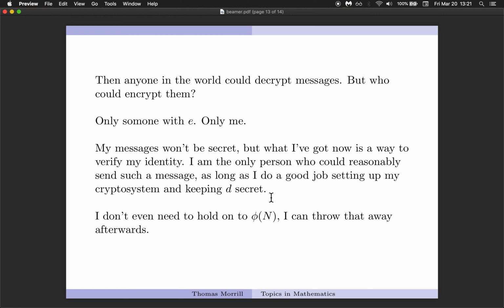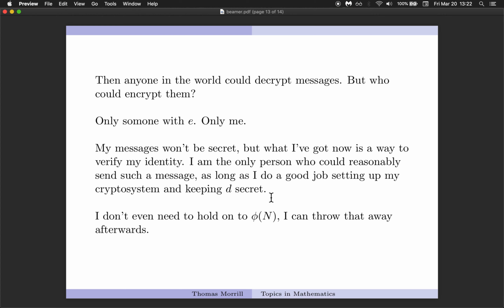I don't even need to hold on to my phi of n after I set up my crypto system for this. All I need to retain is my secret encryption key E. My primes P and Q I can just toss away, make sure I shred them so other people can't find them and use them against me. But by doing the public key cryptography in reverse, I make a system that guarantees authorship. This is a mathematical argument as to why I am the only person that could have sent such and such message.